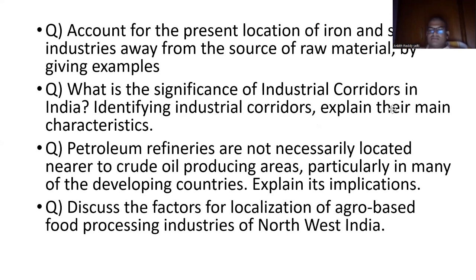So in this slide, let us see some questions. Account for the present location of iron and steel industries away from the source of raw material, giving examples. So give an account of iron and steel industry which are away from the source. Take the example of Japan, which does not have iron resources. They import iron from India. Marmagoa port is known for exporting iron ore to Japan. But Japan has technology and work ethic, so they were able to produce iron and steel. They have a strong transportation system and technology. So Yokohama, Osaka, these are all great industrial location regions.